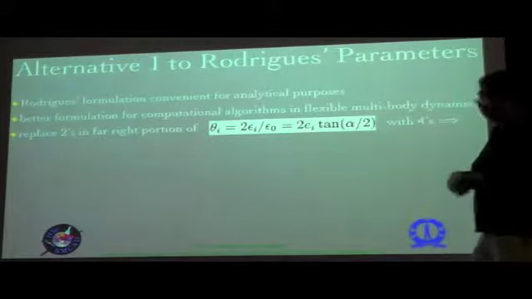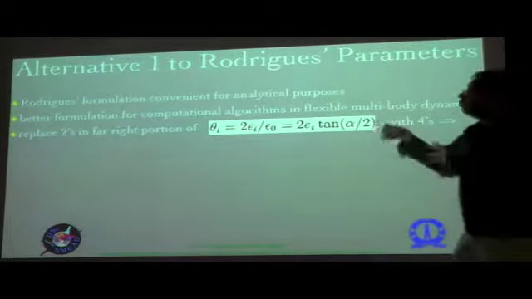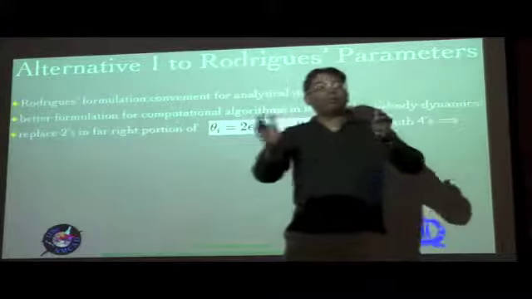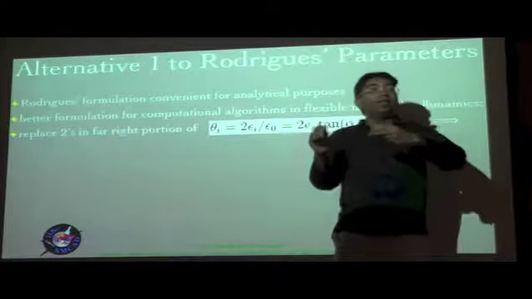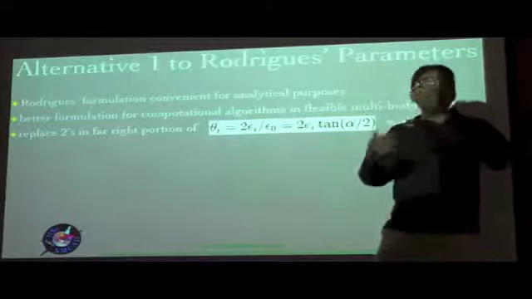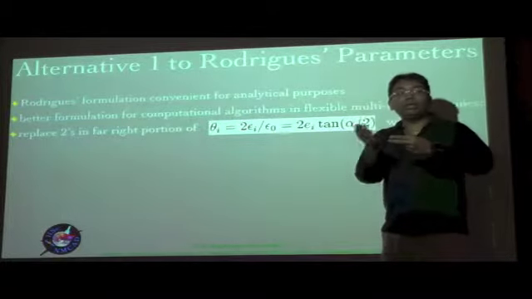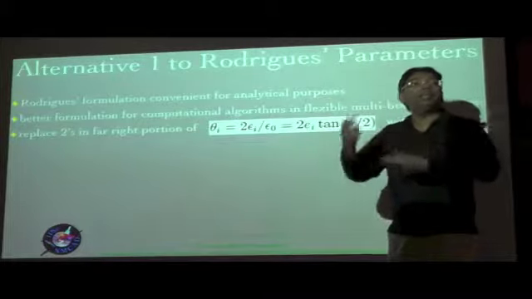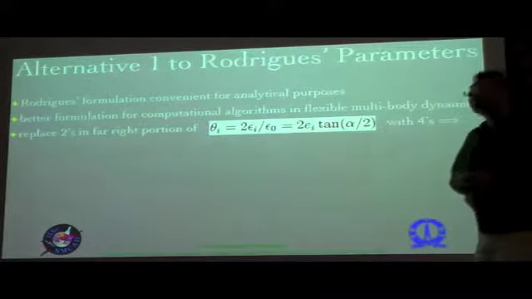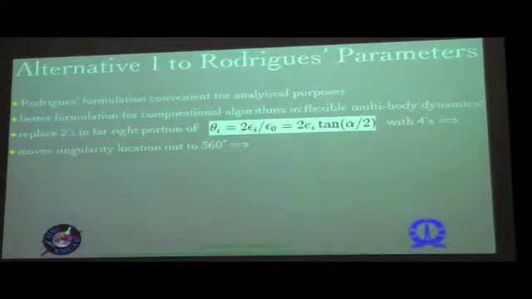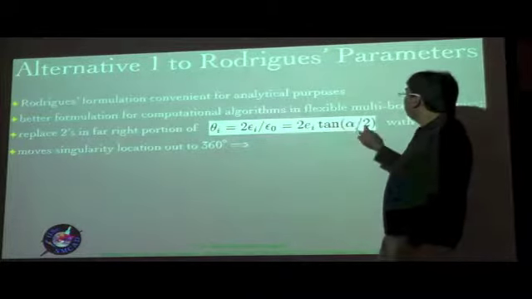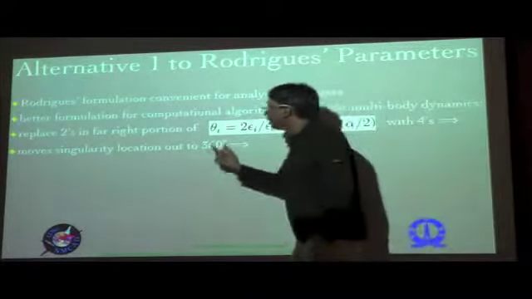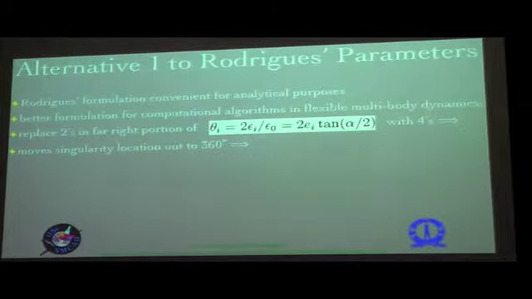What advantage that does is that in a computational algorithm, you can always estimate some particular parameter, and once it crosses a particular level, let's say pi radians, you can add 2 pi or subtract 2 pi, knowing that it is one and the same, but it avoids that singularity which exists at 2 pi. So that's one of the ways it is handled in computational algorithms. By changing these 2's to 4's, it moves the singularity location to 360 degrees from 180 degrees.